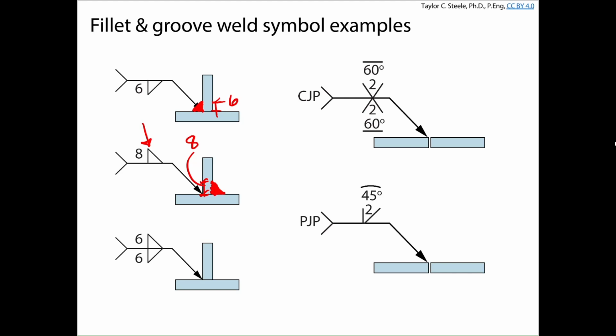Both, right? So we're going to weld this side, and they're going to weld that side, and so triangles on both sides means to do something like this, something like that.